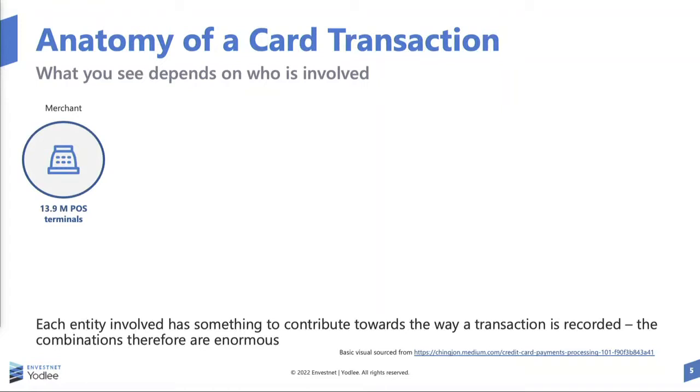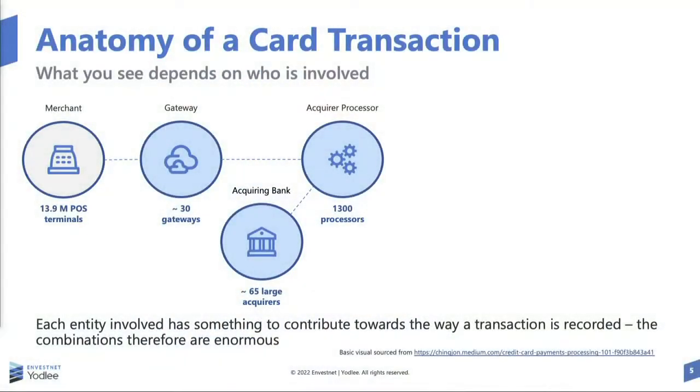The first one is the merchant, and there are 13 million plus merchants that you will see in this space, in the US itself. The merchant is where you are doing your transaction. This could be your mom and pop store or a Walmart, or even doing a transaction online. Then we have what we call gateways. Gateways are software and APIs which pick up data from the merchant terminal or your checkout page on a website, and transfer the data.